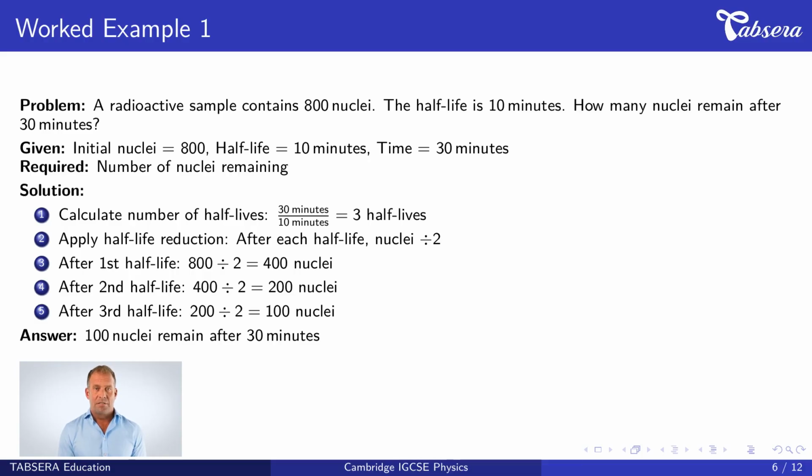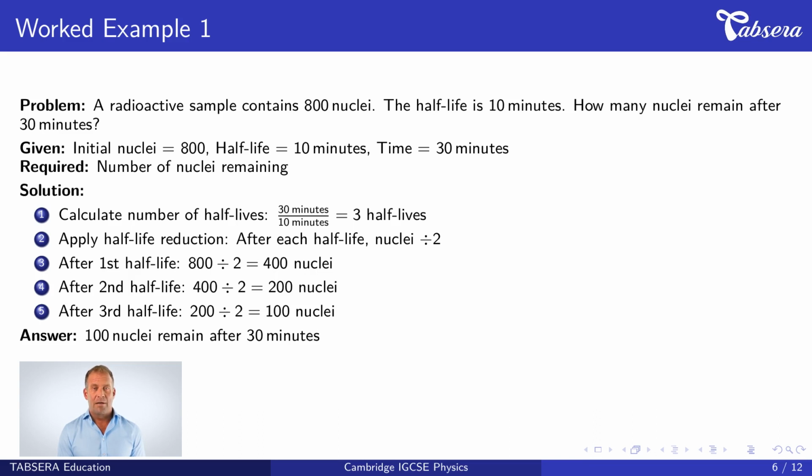Let's work through our first example. The problem states, a radioactive sample contains 800 nuclei. The half-life is 10 minutes. How many nuclei remain after 30 minutes? We are given initial nuclei equals 800, half-life equals 10 minutes, and time equals 30 minutes. We need to find the number of nuclei remaining.